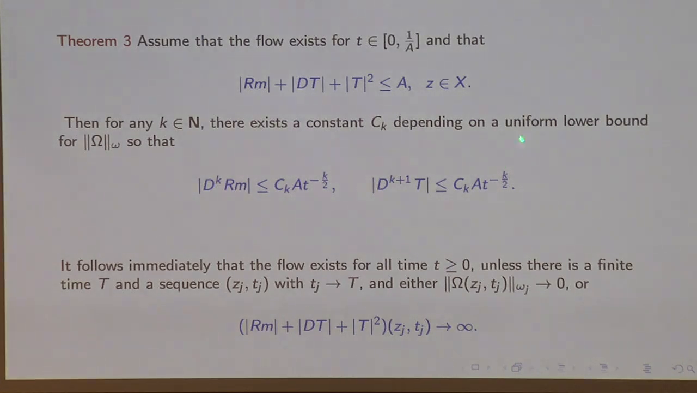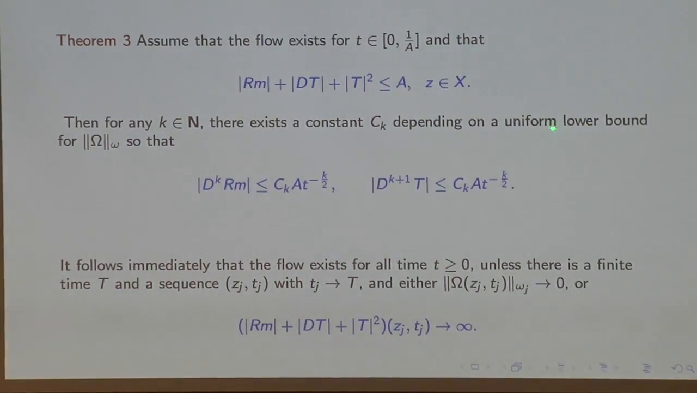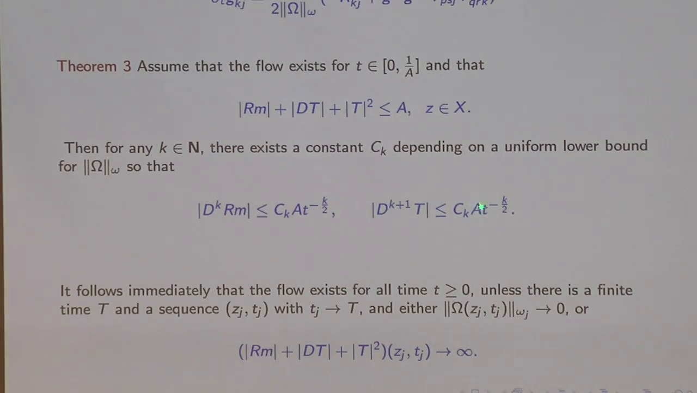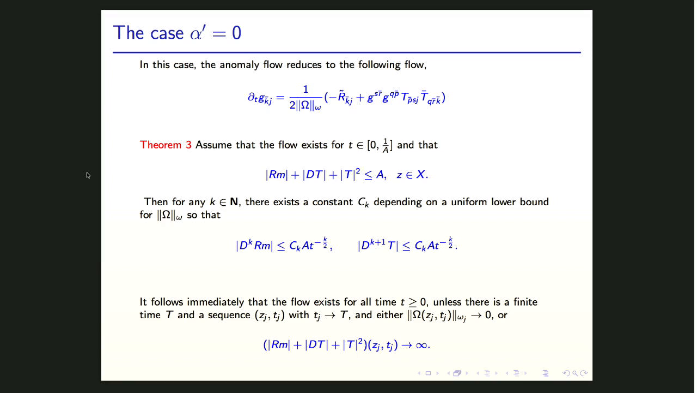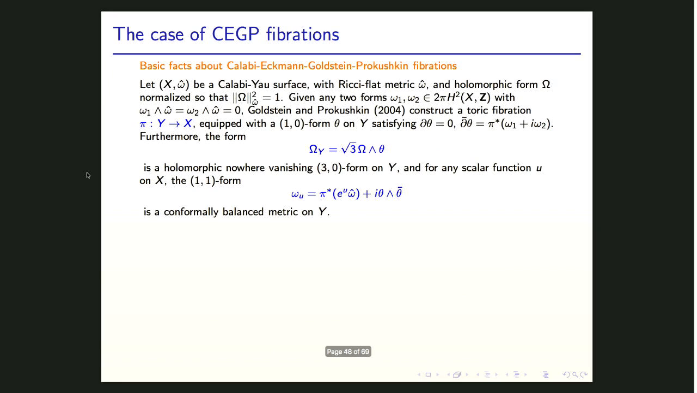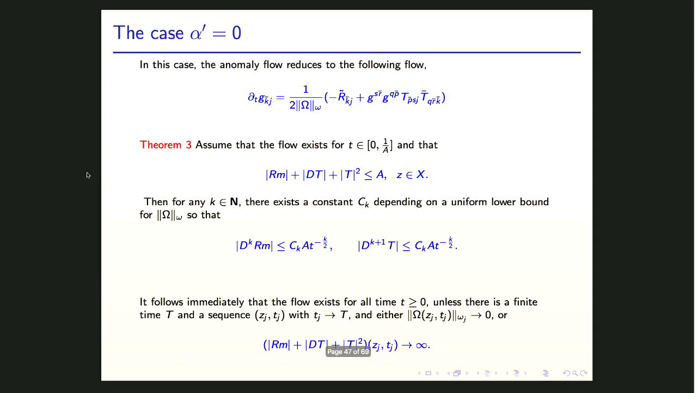I should say also that here, besides it, you also need a uniform lower bound for omega. So that means that the flow will exist as long as either this norm here converges to 0 at some sequence of points, or one of these goes to infinity. So what this means is that you don't want to have conditions that involve an infinite number of derivatives. Right? So this is only these derivatives. All right, so this is only the first step, but it's an encouraging sign.